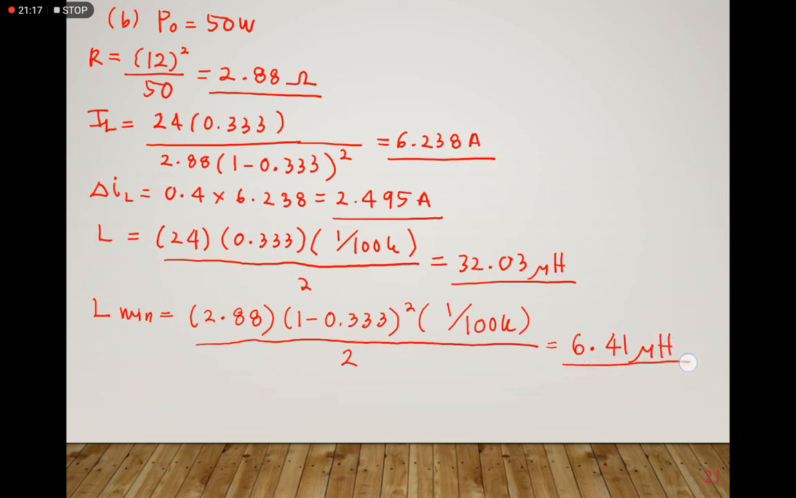Since the L-min that we get is less than the L in part B, we know that the converter is still operated in CCM. Since our L is still greater than our L-min, the boundary, it is in CCM.